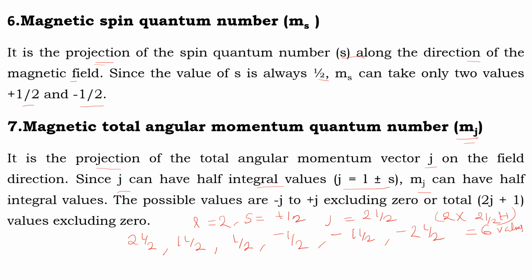That is, the magnetic total angular momentum quantum number mj can be represented as the projection of the total angular momentum vector on the field direction, and this can have half integral values, and the possible values of mj are minus j to plus j excluding 0, or a total of 2j plus 1 values. And these all are the main quantum numbers associated with the vector atom model.